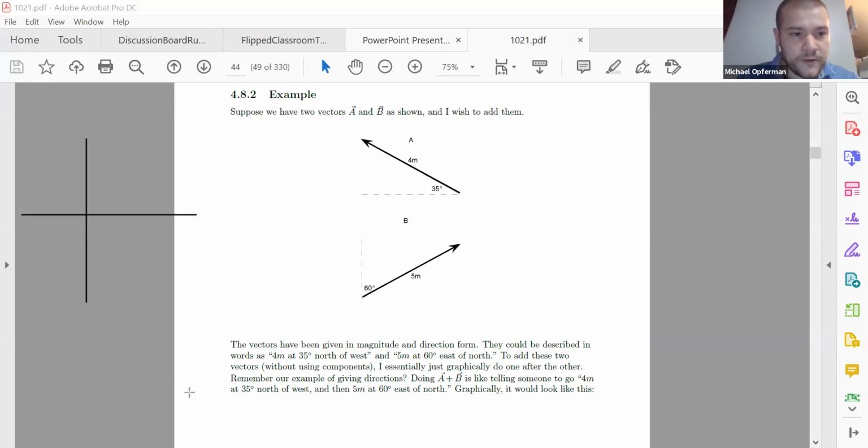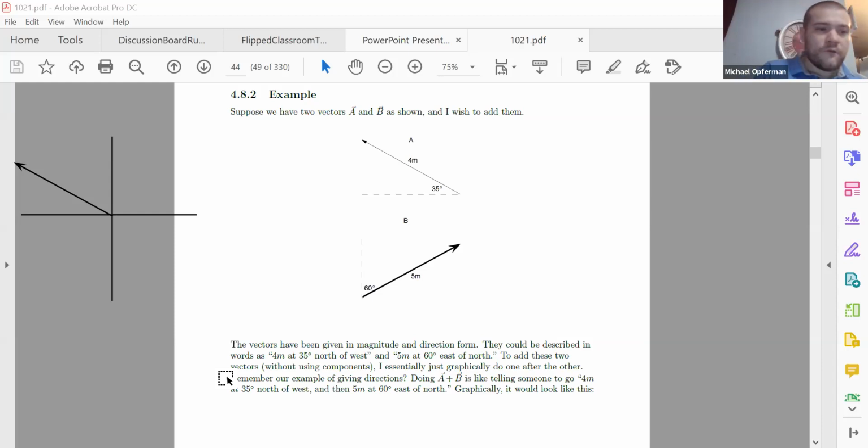Okay, here's my coordinate system. Let me center it a bit more. Okay, so there's my coordinate system. Now, my instructions were to grab A and then draw A starting from the origin. So there's A, starting from the origin.